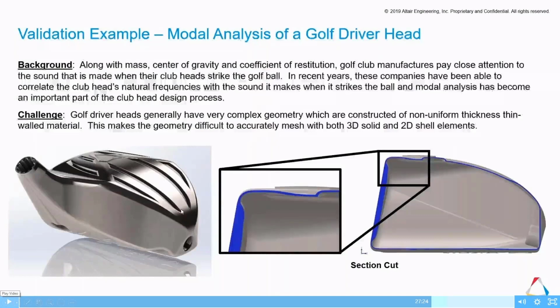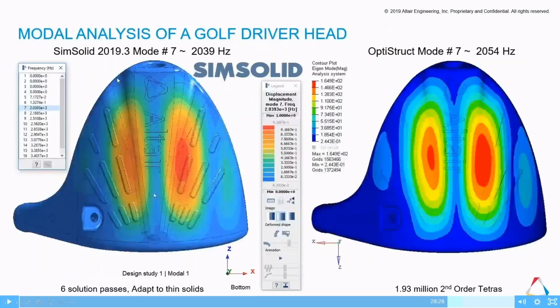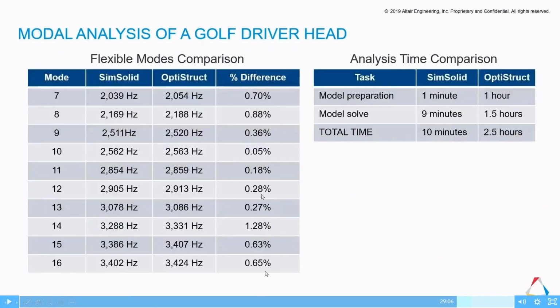To do that, we have to maintain a particular natural frequency of this component to emit that kind of noise. So in short, natural frequencies, or modal analysis, are a very critical performance measurement criterion for this kind of component, and we did that modal analysis in SimSolid as well as OptiStruct. If you see the result difference, it's not more than 1%, whereas the time is a huge benefit we got with SimSolid versus the conventional methods.